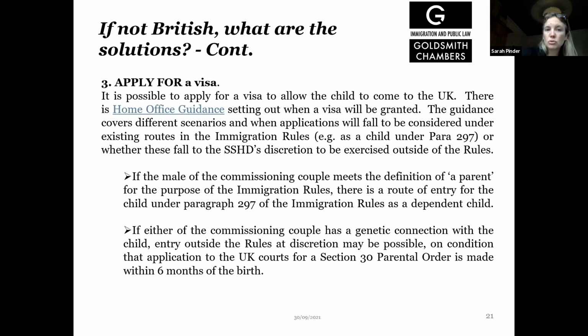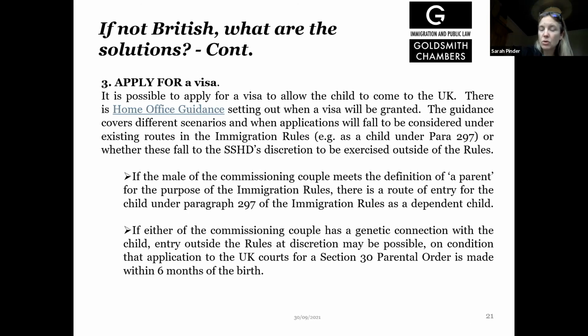So again, if you're within the immigration rules, if you're within those set criteria, then it can be more straightforward. If you're outside of that, then you have an application that can only be considered, again, at the Secretary of State's discretion, outside of the immigration rules. So I've set that out at the bottom there. If either of the commissioning parents, the commissioning couple, have a genetic connection with the child, then entry outside of the rules at the Secretary of State's discretion may be possible.